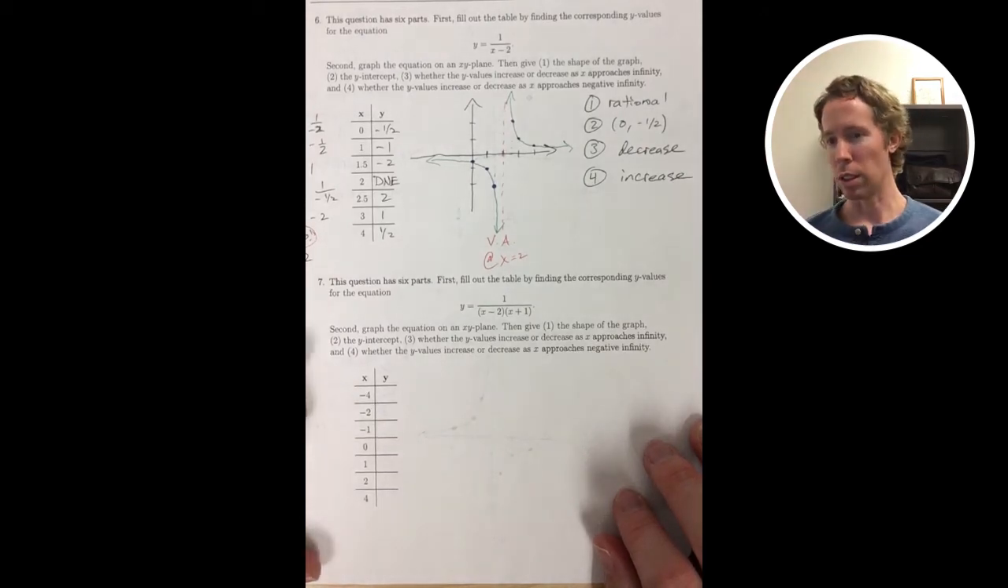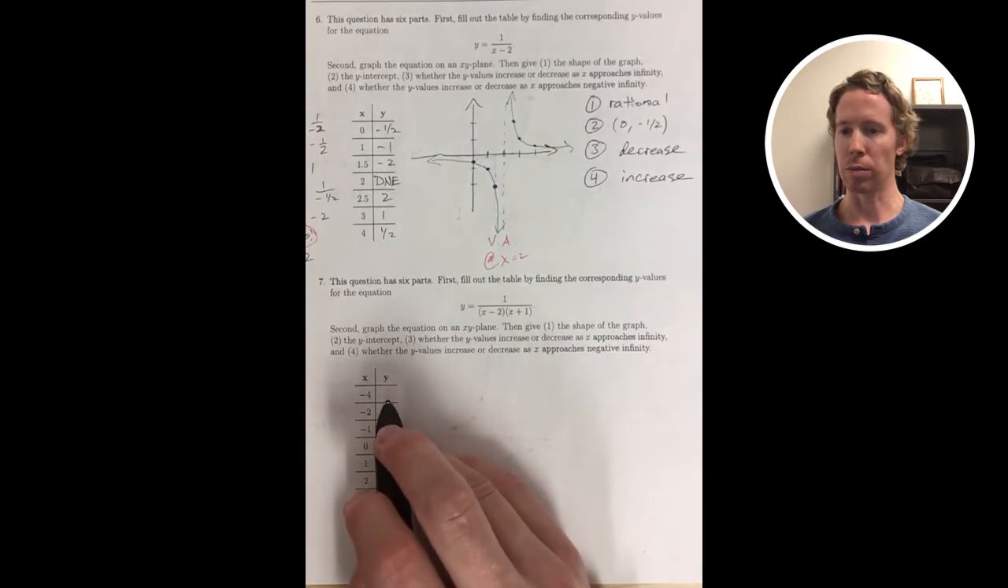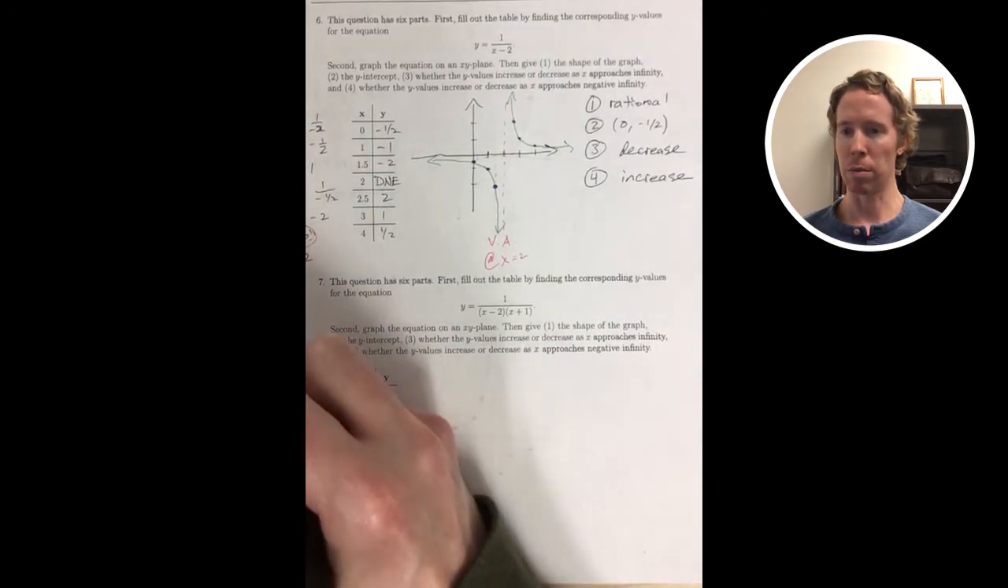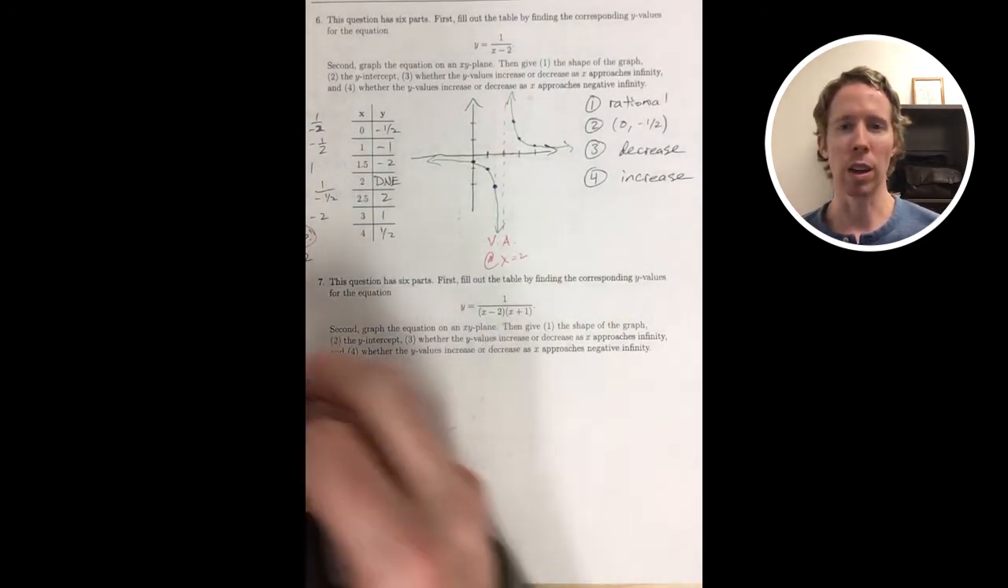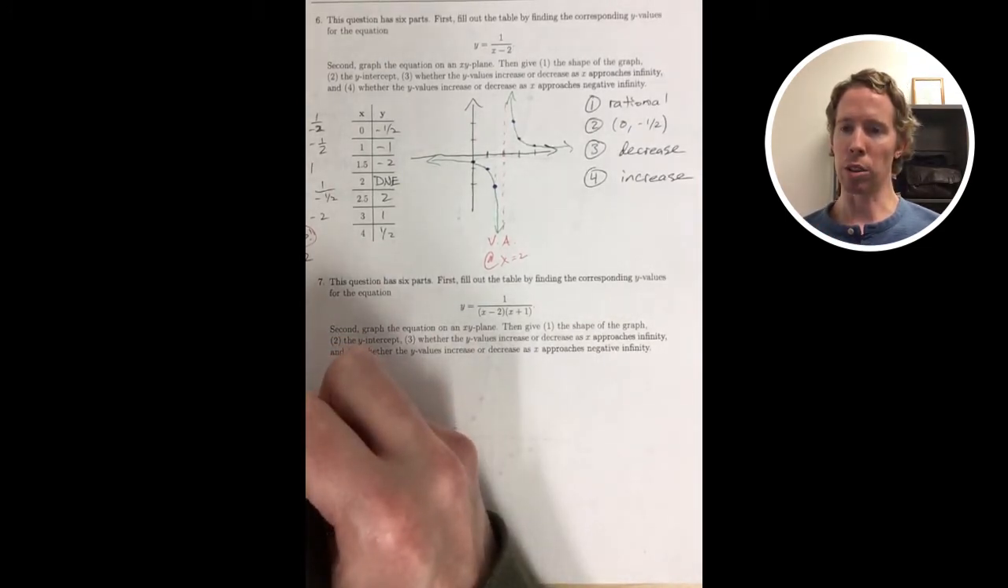Number 7 is also a rational function. It's a little more complicated, but you just have 1 in the top and x's in the bottom. I've given you more x values to fill out in the table here. So you can just start by plugging those in.